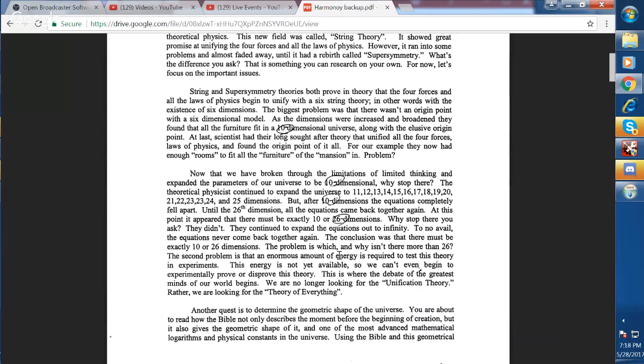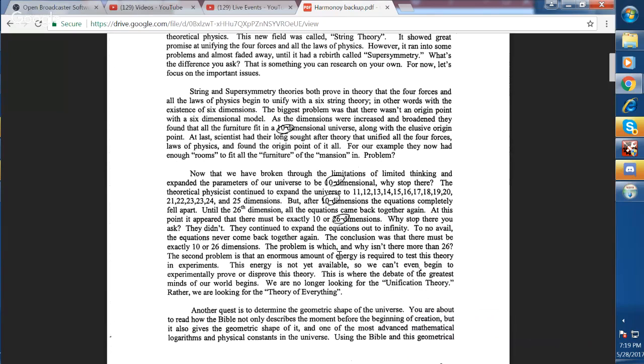And they said, why stop there, you ask? Well, they didn't. They continued to expand the equations out to infinity. To no avail, the equations never came back together again. The conclusion was that there must be exactly 10 or 26 dimensions. The problem is which? And why isn't there more than 26? Because they expanded the 26th dimension out to infinity, and it never came back together again.